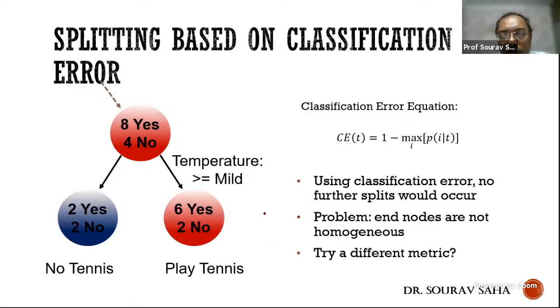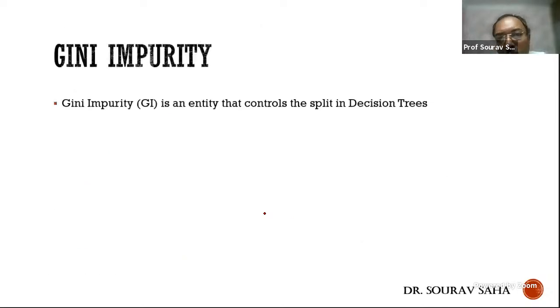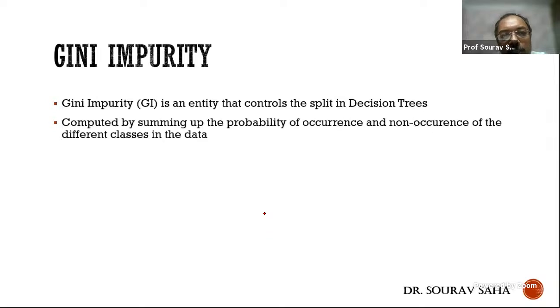Right? Okay. One way to infer is that this particular variable is not good for splitting. Otherwise, one problem is that classification error is actually not a very good metric for splitting. I'll show you why. But there are more evolved metrics, like Gini impurity.